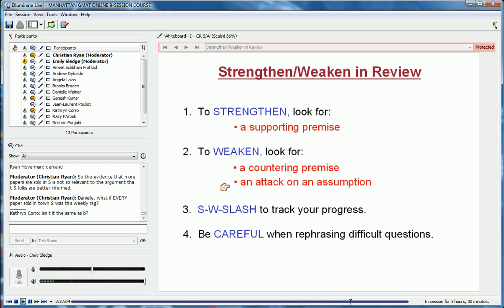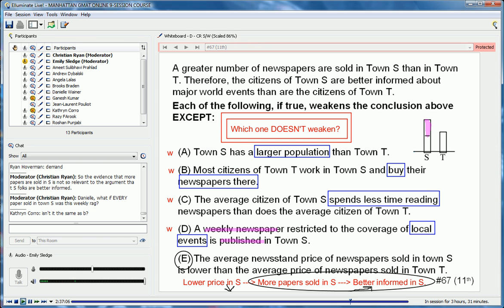Catherine, I just saw your question come in about choice B. Now, B has to do with sales as well. Is that why you're saying they're the same? You want to grab the mic? Yeah, they just seem to have similar relativity in terms of papers sold, and then better informed to me.